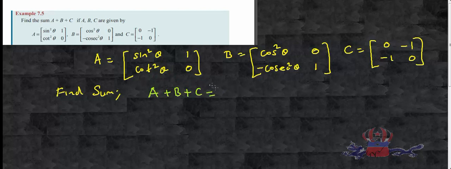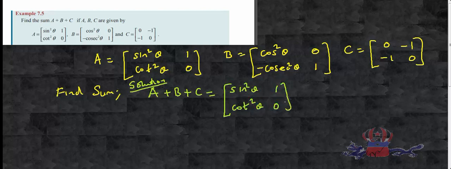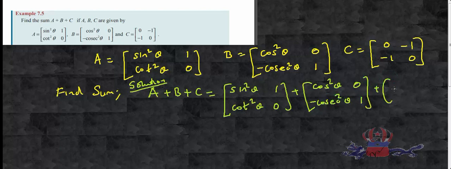Now, that would mean, foremost, we have to rewrite the matrices for our solution. So our solution starts here. Matrix A is [sin²θ, 1; cot²θ, 0], added with B, which is [cos²θ, 0; -cosec²θ, 1], followed by adding matrix C, which is [0, -1; -1, 0].